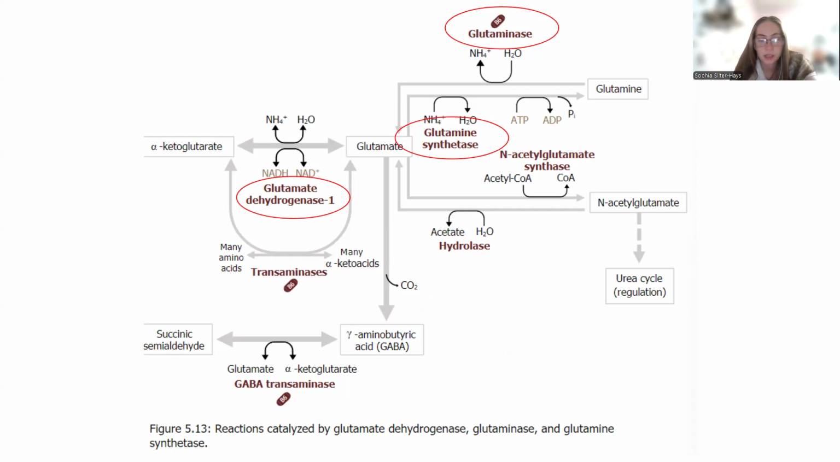Glutamine synthetase is active in peripheral tissues. It helps transport excess nitrogen from there to the liver. It can combine glutamate generated from the glutamate dehydrogenase reaction or from transamination with ammonia to generate glutamine. Glutaminase is a liver enzyme that deaminates glutamine as it enters the liver. The free ammonia generated from this reaction then enters the urea cycle.